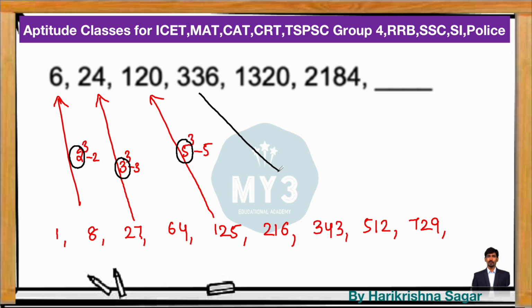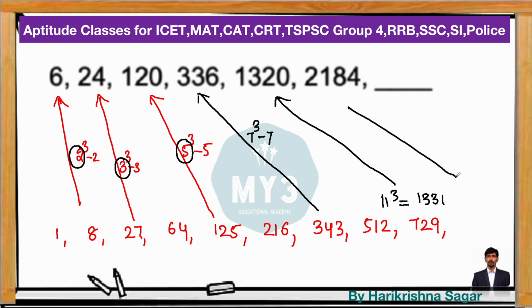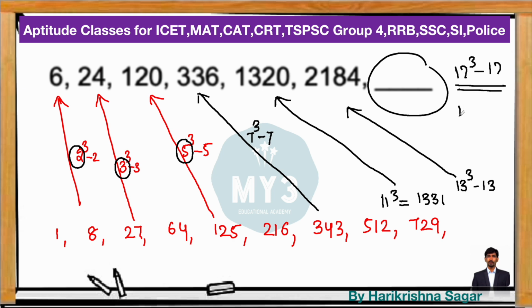If you observe the next one, which is taken as 7 cube, which is 343, minus 7, which is 336. Next one is 11 cube. What is the 11 cube value? 11 cube is actually 1331. 11 cube minus 11 they have taken here. Similarly, after 11, the next prime number is 13. 13 cube minus 13. So after 13, you will be having 17. 17 cube minus 17 should be your answer. 17 cube is nothing but 4913, minus 17 will give the answer, which is 4896. You can mark it as the answer choice.